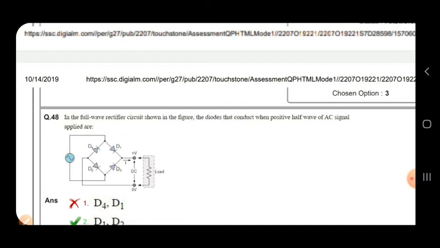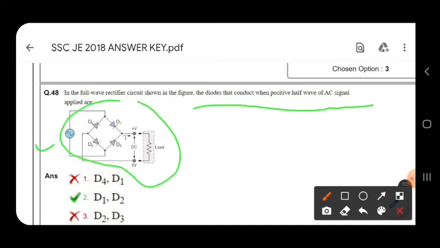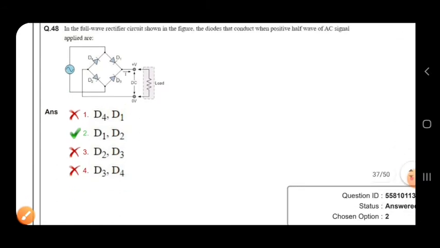Okay, next one. In the full wave rectifier circuit figure, which diodes conduct for the positive half wave of the AC signal? If an AC signal is applied here, and this is a kind of bridge rectifier, then for the positive half cycle only D1 and D2 conduct, because they are forward biased. All of you know this is a diode, this is the anode side and this is the cathode side, meaning positive anode and cathode. So D1 and D2 will conduct for the first positive half cycle and D4 and D3 for the other half cycle.